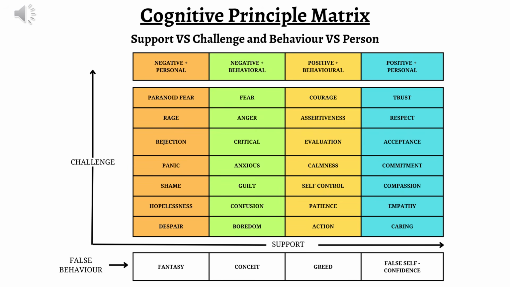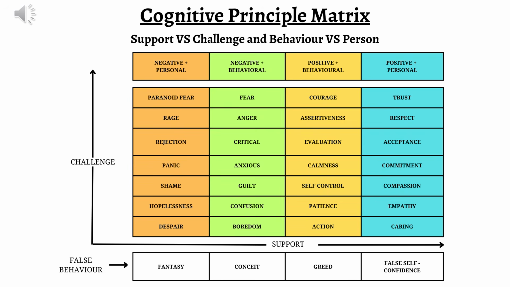Now finally, I'm the fourth person. I'm positive and personal that owns the business. I care about you. I give you a lot of good training. I show you empathy. I'm compassionate towards you. I commit for your improvement. I accept that you've got weaknesses. I respect you as a person, and I'll trust you'll do the right thing. I'm giving you a lot of support and appropriate challenge.